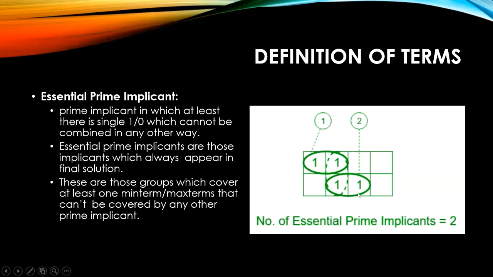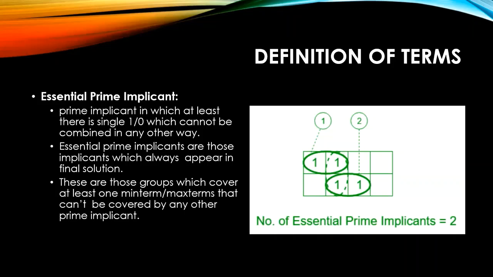Another group has an exclusive one. Therefore, this group is considered an essential prime implicant. But the third group, as you can see, has no exclusive one. This one is part of this group, and this one is part of this group. Therefore, there's no exclusive one, and this group is not considered an essential prime implicant.